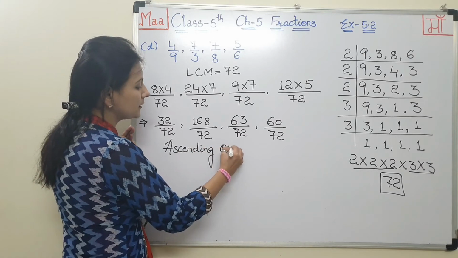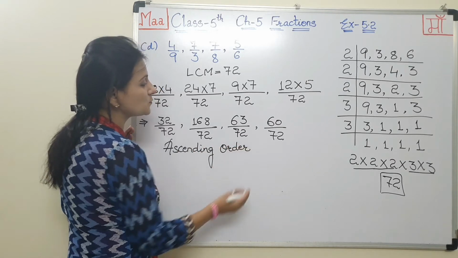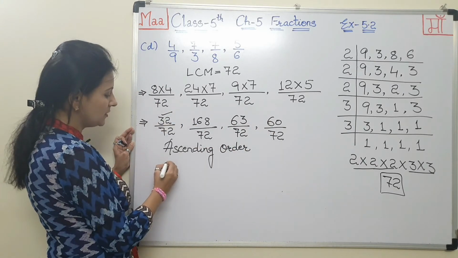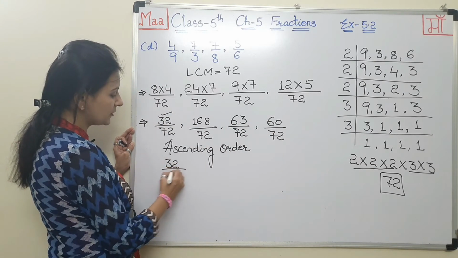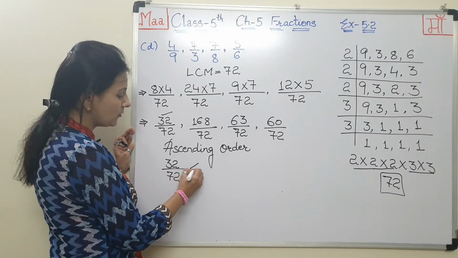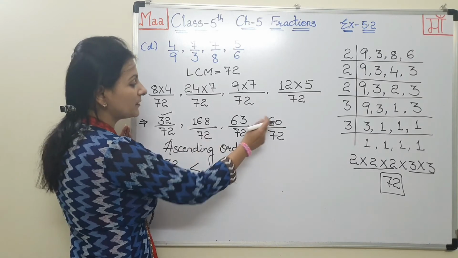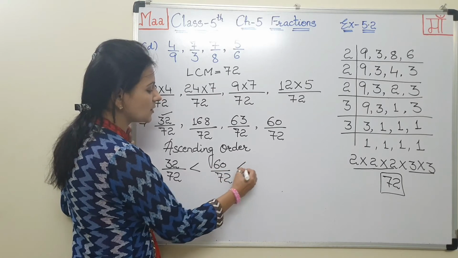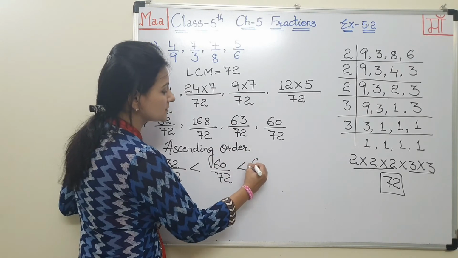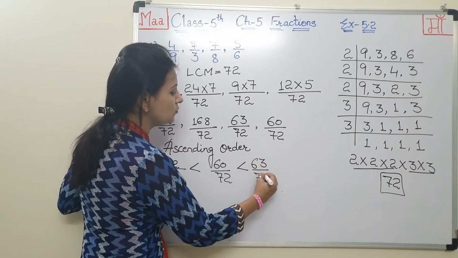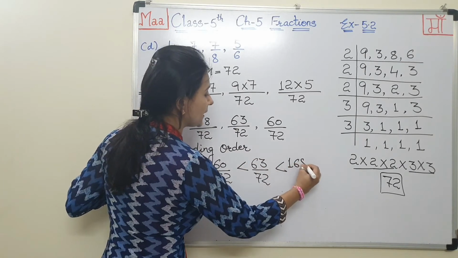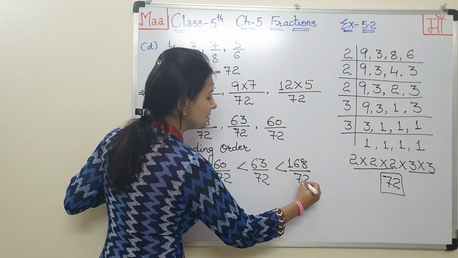So see, in ascending order, first of all the smallest. So the smallest from all this is this number. So first of all 32 upon 72 will come. Now less than, next number will be 60 upon 72. After 60 upon 72 will come 63 upon 72. And at last the greatest, 168 upon 72.